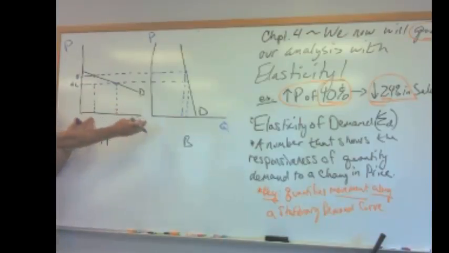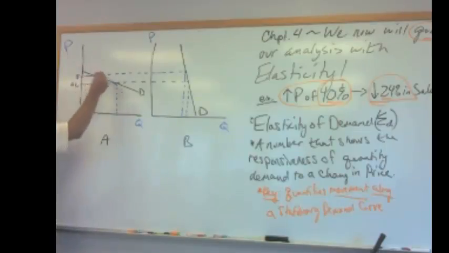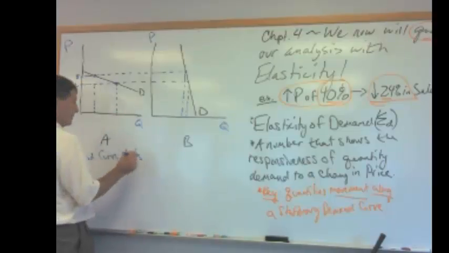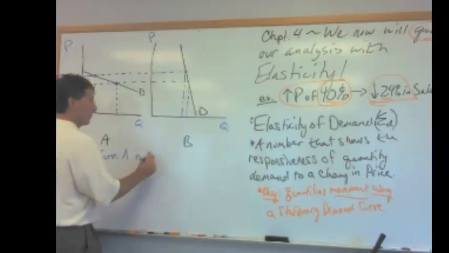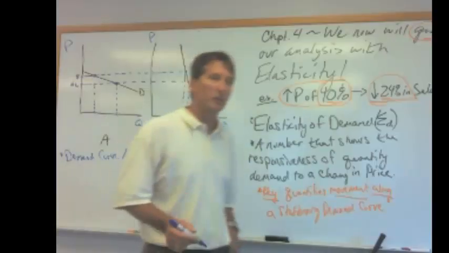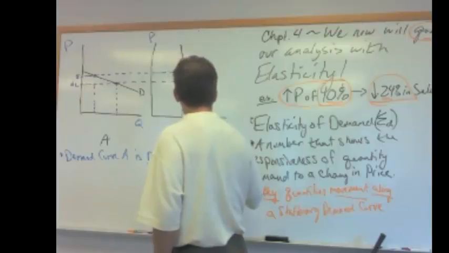So imagine that these were equally spaced. Here, consumers are responsive. Here, consumers aren't very responsive. All right, so demand curve A is said to be more elastic. So let's write that down. Demand curve A is from market A, I guess, if we got apples and bananas here. Demand curve A is more elastic. We have a bigger response, more elastic than B.